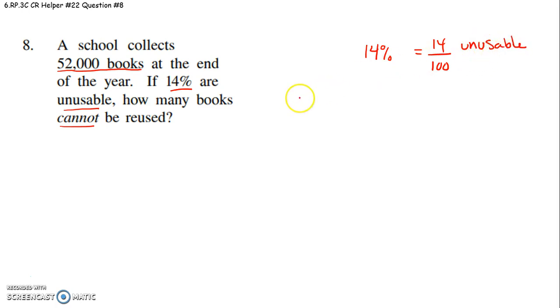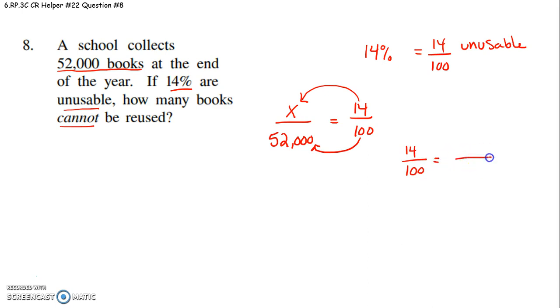Or in other words, can't be used. So I don't know how many out of 52,000 can't be used, but I do know 14 out of every 100 can't be used. So if I look here, I say, how do I get from 100 to 52,000? Because if I know that, that's what I'll multiply by 14. So 100, I'm going to write it this way, because some of you might find this easier. So 14 out of 100 is how many out of 52,000?